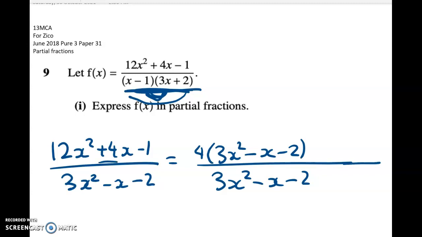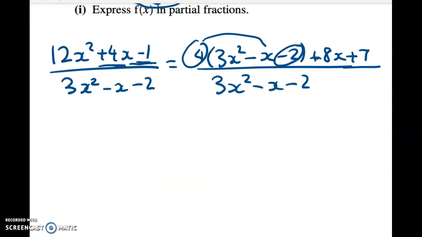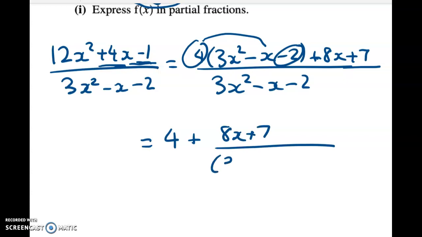Now, what do I have to add back to get all of this matching up? Well, I've got my 12x squared, and now I've got take away 4x from that. So I need to add back 8x to get to the 4x. And I've got 4 times negative 2 is take away 8. But I just want to take away 1. So it's going to be plus 8x plus 7. Right, so that means that straight away we can write this as 4 plus 8x plus 7 over 3x plus 2 times x minus 1. Now we're good to go.